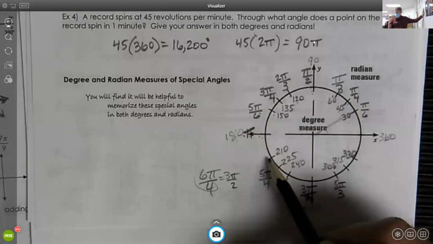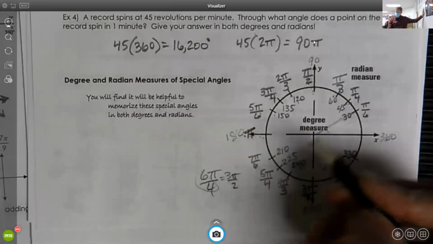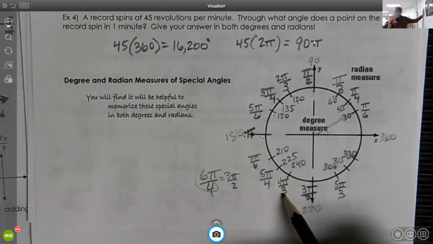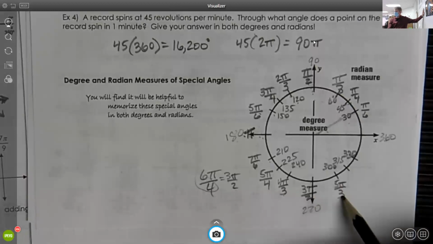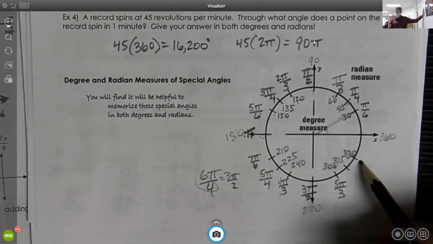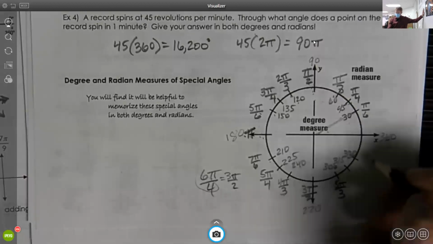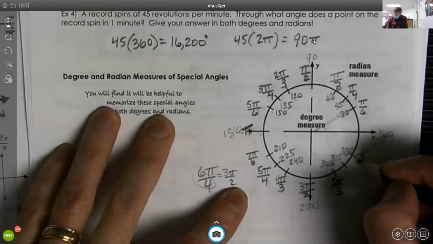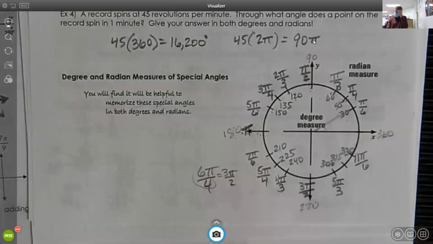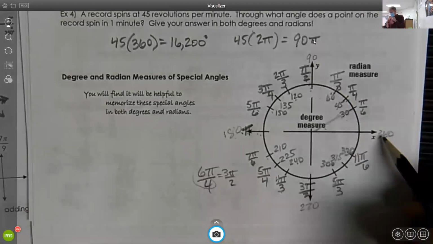So what's this one going to be? 7 pi over 6. 8 over 6 reduces. 9 over 6 reduces. 10 over 6 reduces. Oops, what's this one going to be? 11 pi over 6. And then 12 pi over 6.